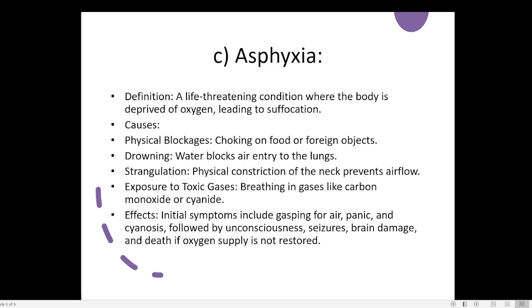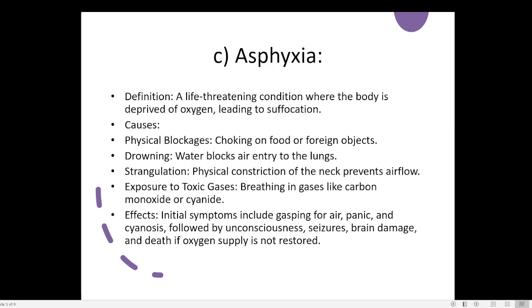Breathing in gases like carbon monoxide or cyanide, because cyanide can immediately damage most of your cells. Carbon monoxide can combine with hemoglobin, reducing the affinity of hemoglobin for oxygen. So these are the situations that lead to asphyxia.